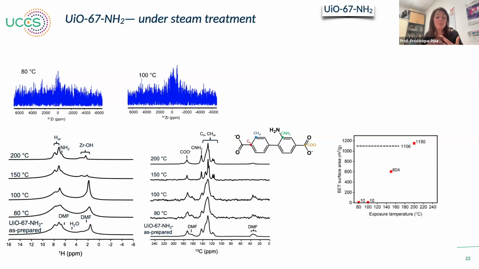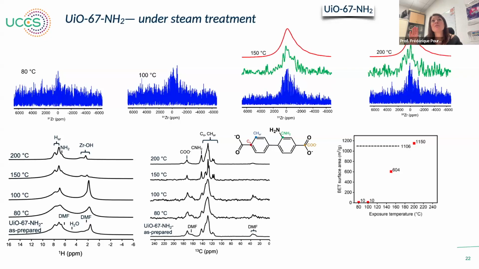The reason is maybe you're destroying the access to the pores, and it's difficult to observe because of the water. So the zirconium NMR is really difficult to observe because of this water. Moreover, at 150 and 200 degrees C, according to the BET, you have back access to the pores, and that's why we can observe some signals.